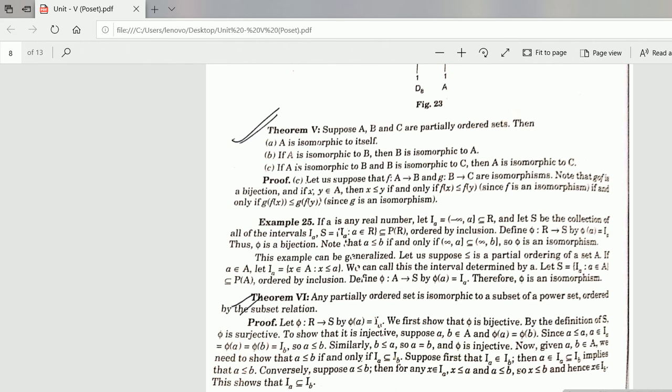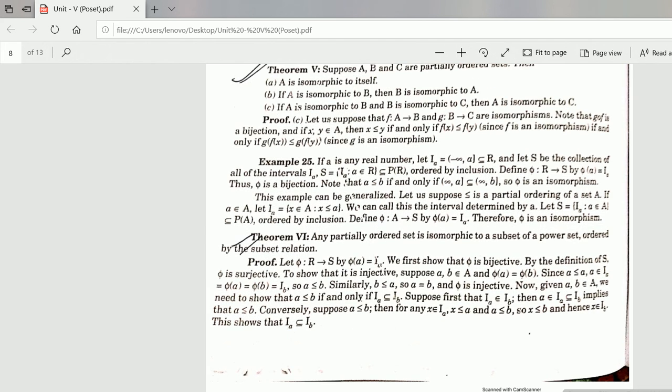Let us suppose f from A to B and g from B to C are isomorphisms. Note that g∘f is a bijection, and if x, y belong to A, then x is less than or equal to y if and only if f(x) is less than or equal to f(y), since f is an isomorphism, if and only if g(f(x)) is less than or equal to g(f(y)), since g is an isomorphism. So just try to remember this example and this theorem.